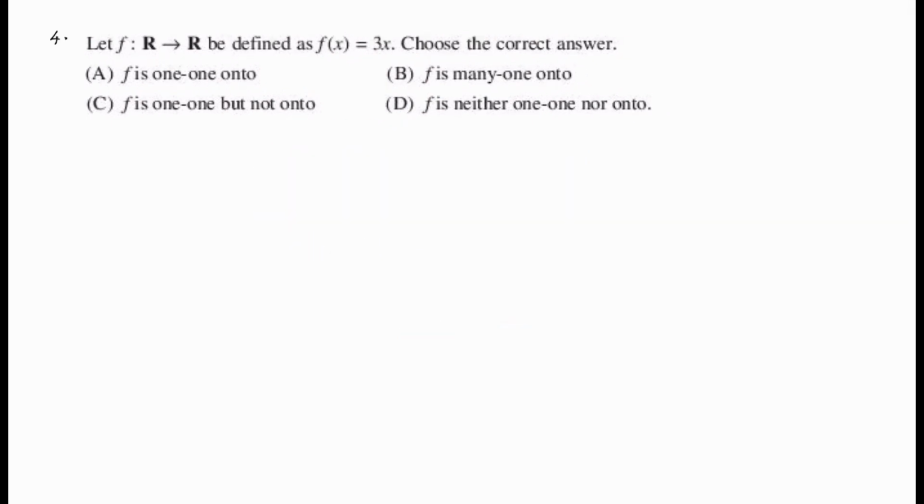Question 4. Let f be from R to R defined by f of x is equal to 3x. Choose the correct answer. Let us check whether f is one-one and onto. Let f of x1 be equal to f of x2. That is 3x1 is equal to 3x2. We get x1 equal to x2. And it is true for all real values, which is the domain. Therefore, f is a one-one function.